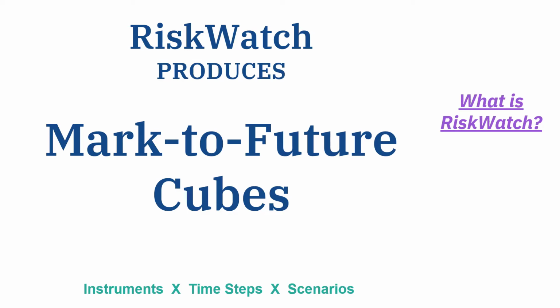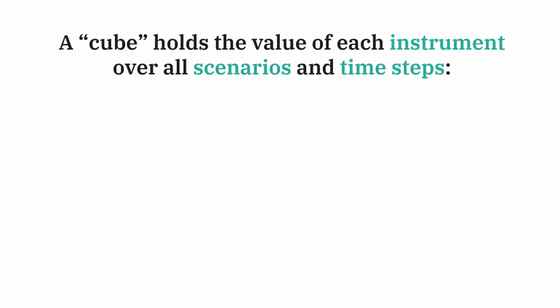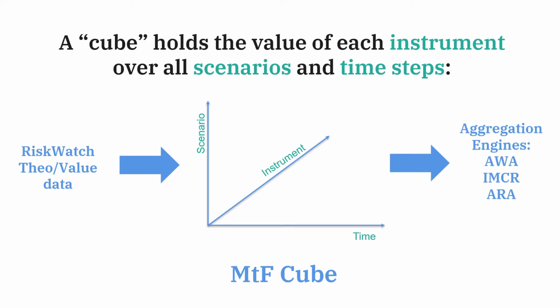RiskWatch produces mark-to-future cubes, the results that feed our aggregation products like AWA, IMCR, ARA, etc. A cube holds the value of each instrument over all scenarios and time steps. We start with the values from RiskWatch, and this could be price, exposure, or other calculated attributes as well. And that data is exported to data structures called cubes. Those cubes, in turn, are inputs to our aggregation products, such as AWA, IMCR, etc.